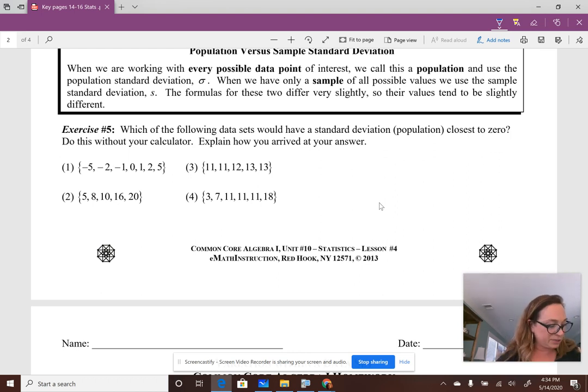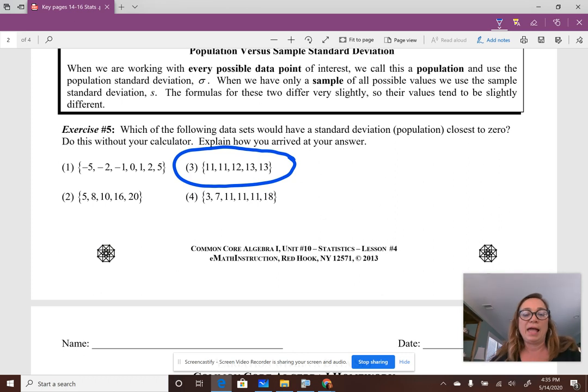Which of the following data sets would have a standard deviation population closest to 0? Do this without your calculator. Okay. So, choice 1, they vary very little. No, they go from, I'm sorry, that's a -5. Okay, so that's a range of 10. And choice 2 is a range of 15. Choice 3 is only a range of 2. So I'm going to go with choice 3 because it has a smaller range.